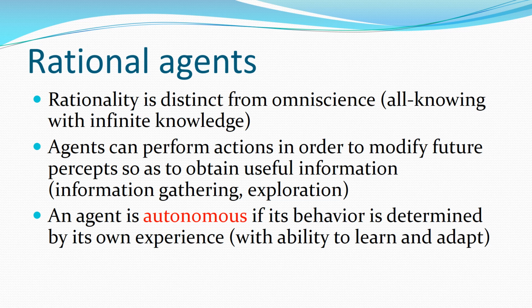Now, this example shows that rationality is not the same as perfection. Rationality maximizes expected performance, while perfection maximizes the actual performance. Using this example, you can understand what omniscience is and that it is sometimes impossible.